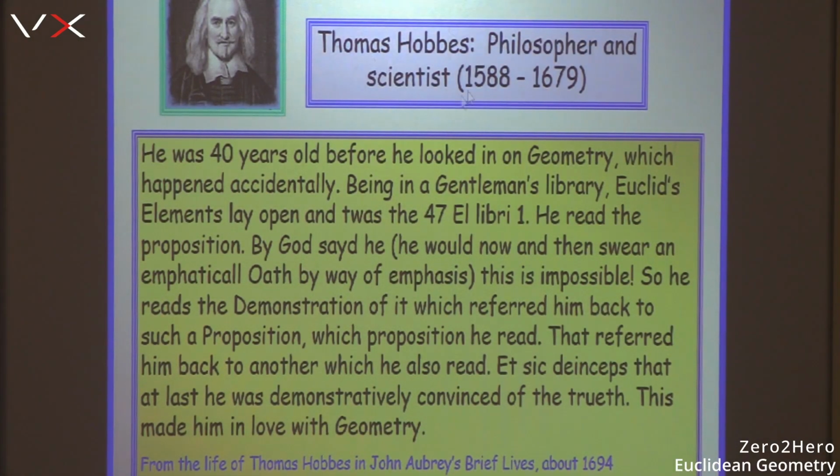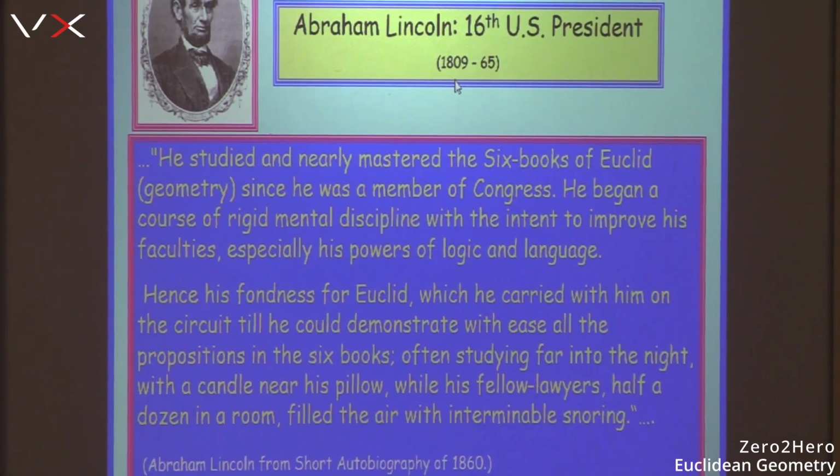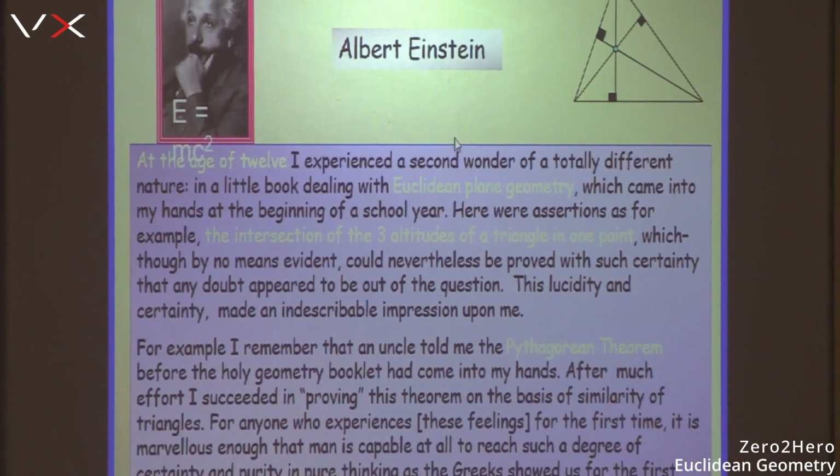These are some of the important people that studied geometry. Thomas Hobbes, Abraham Lincoln, US President, they all studied Euclidean geometry. Even Albert Einstein studied Euclidean geometry.